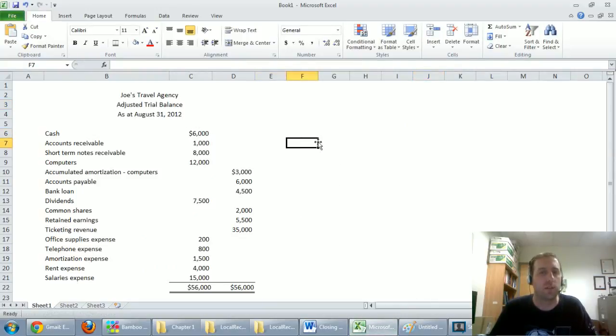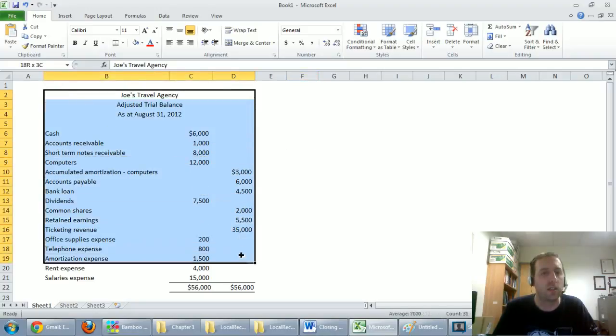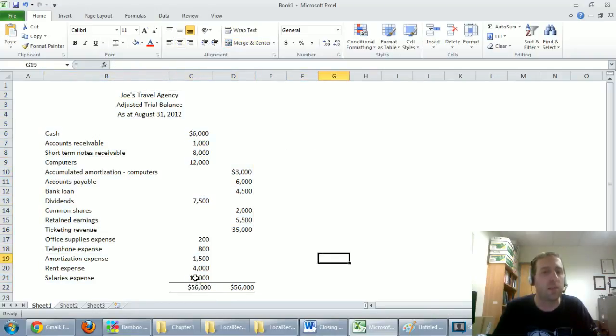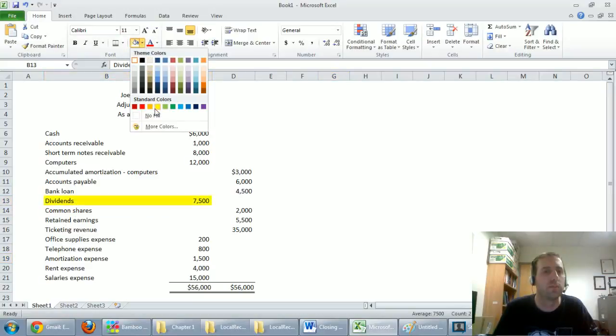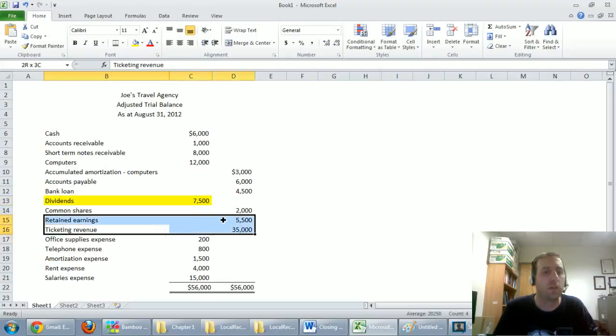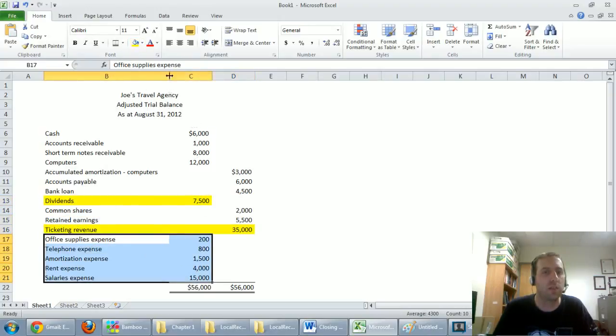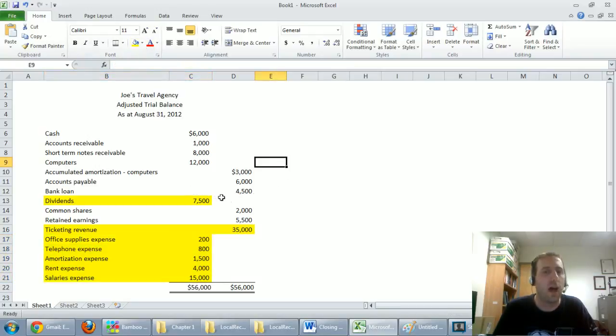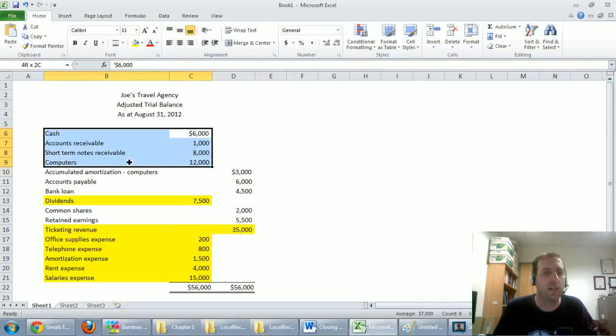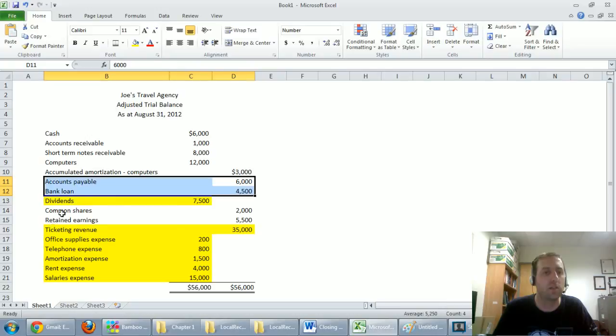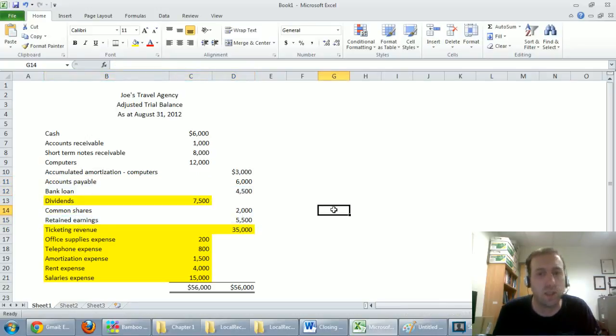I've kind of clicked over to Excel so I can edit a little bit easier, and you can see here I've got the adjusted trial balance beside me, and I just want to highlight the accounts that I'm going to have to close. I'm going to have to close dividends, I have to close revenues, and I have to close expenses. You'll notice I don't close, again, assets, liabilities, or the shareholders' equity accounts.